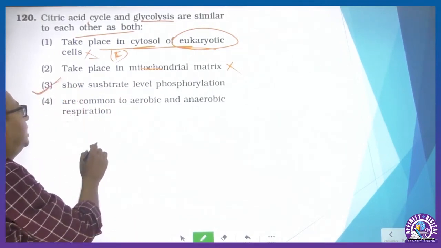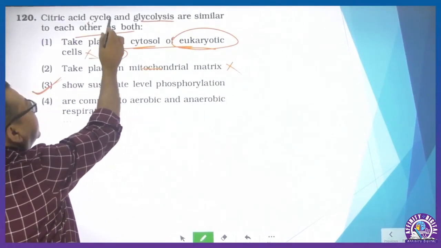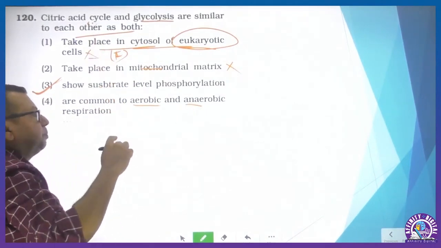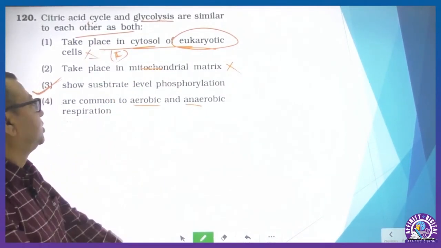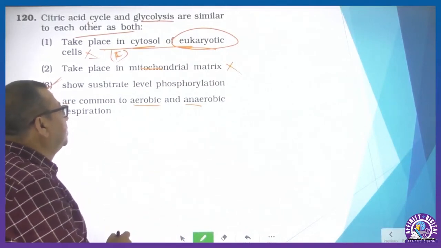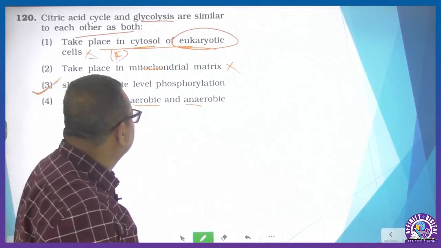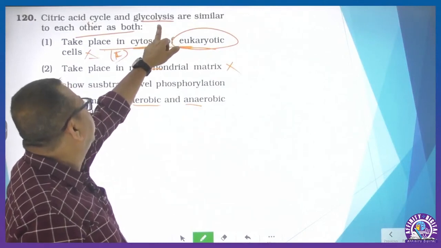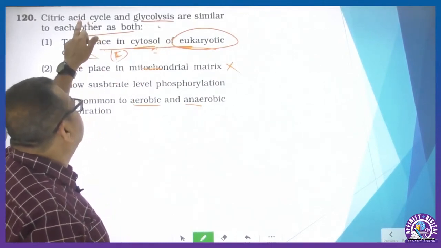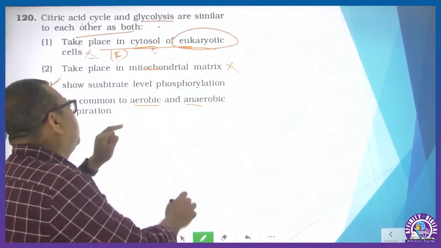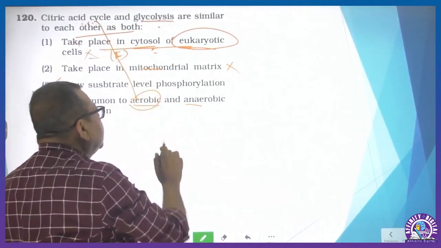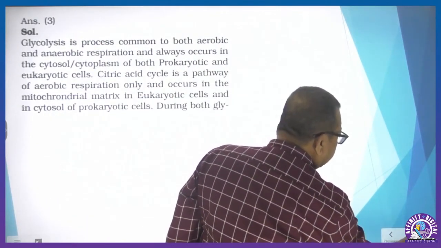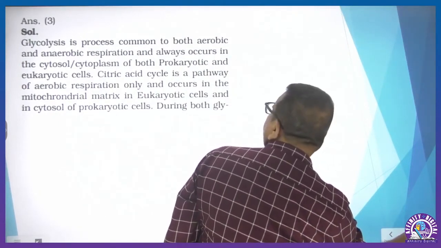Option number 3, are common to citric acid cycle and glycolysis. Are they common to aerobic and anaerobic respiration? No. Citric acid cycle is a particular phase of aerobic respiration only. ठीक है, they are not common to both aerobic and anaerobic respiration. But glycolysis is common to both aerobic and anaerobic respiration. But citric acid cycle is a particular pathway. It is found only in what? Only in aerobic respiration. So answer will be option number 3. So both the glycolysis and citric acid cycle show substrate level phosphorylation.